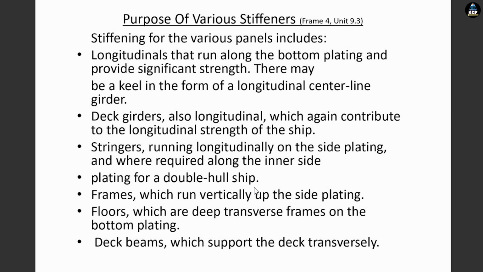Plating for a double hull ship, frames which run vertically up the side plating, floors which are deep transverse frame on the bottom plating, deck beams which support the deck transversely.